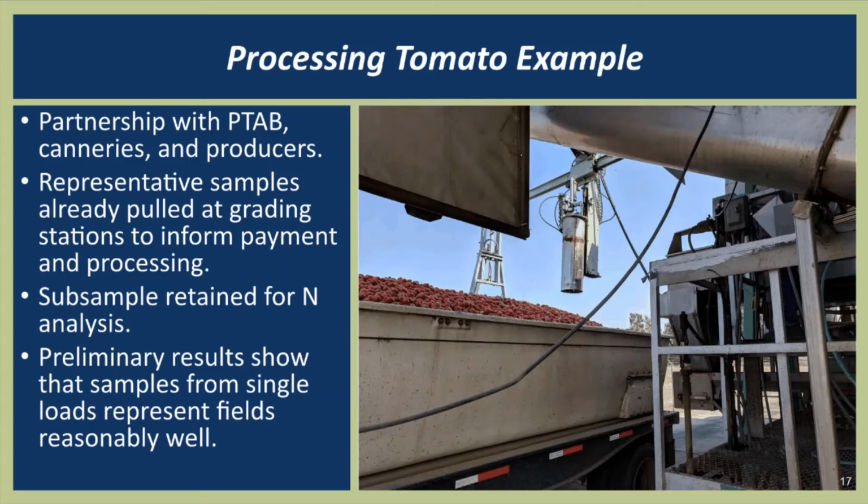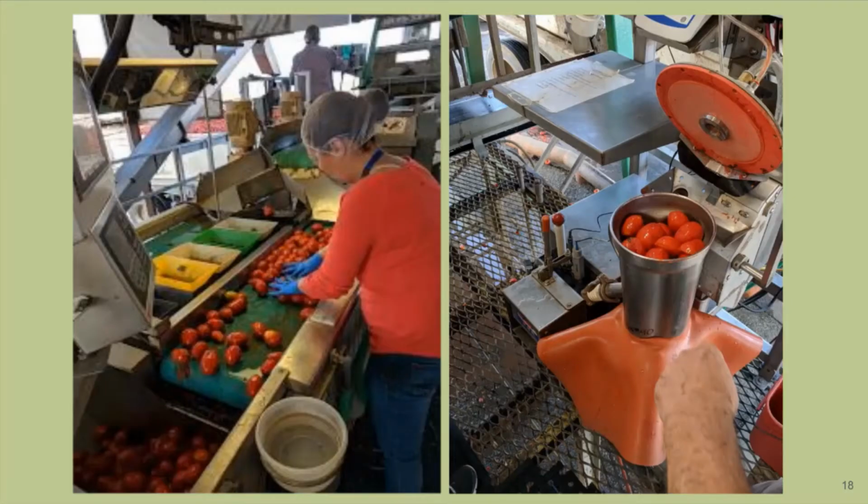So this is just an example. Processing tomatoes, we partnered with the Processing Tomato Advisory Board, canneries and producers, and obtained representative samples. They were already pulling these at grading stations. They spent millions of dollars on a really sophisticated way to get representative samples, so all we have to do is subsample a little bit of the juice that they pull out of these. First they take some tomatoes from the gondola, and I should mention that the preliminary results show that these samples represent fields very well, although they come from individual loads.